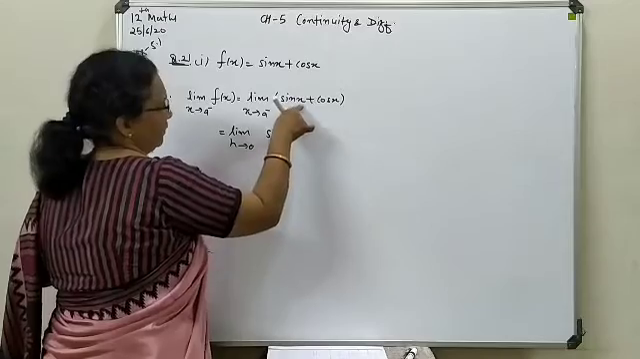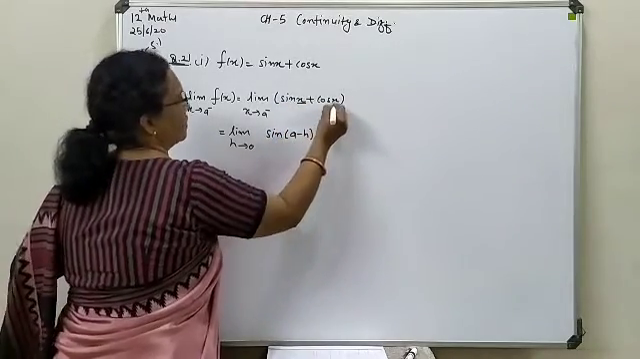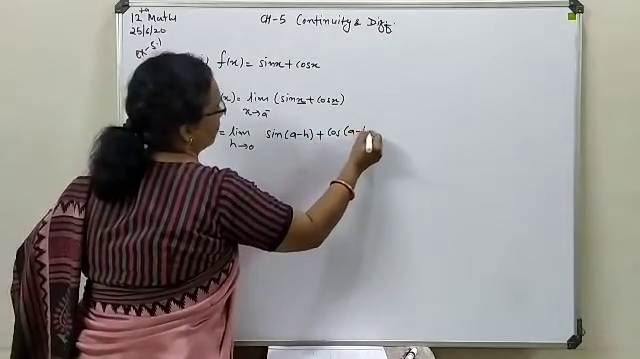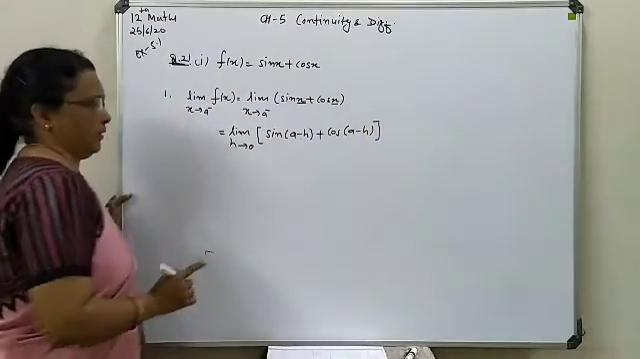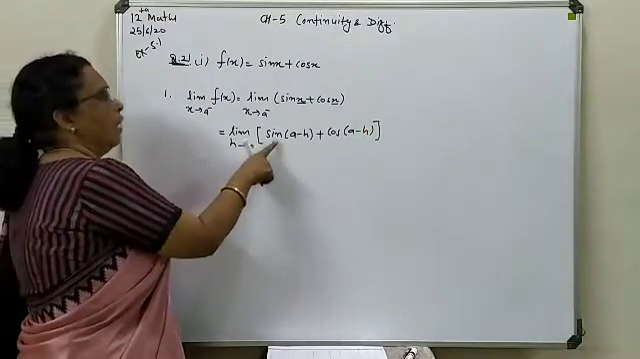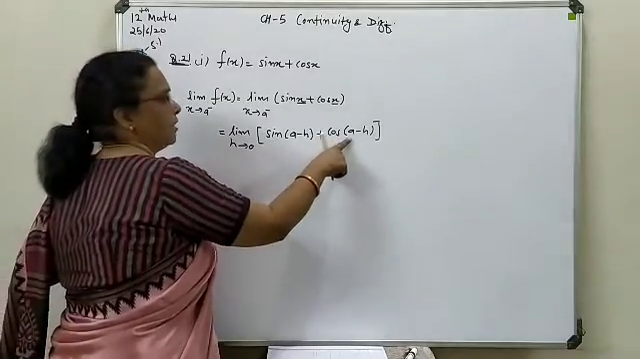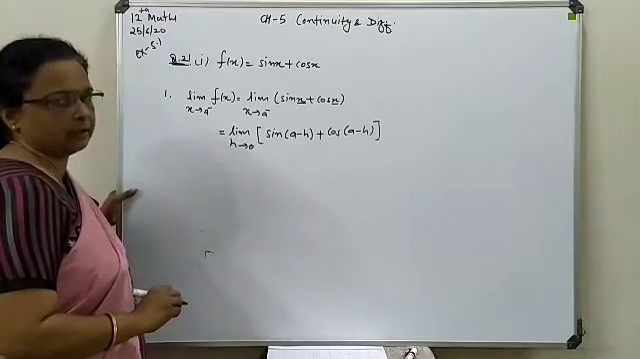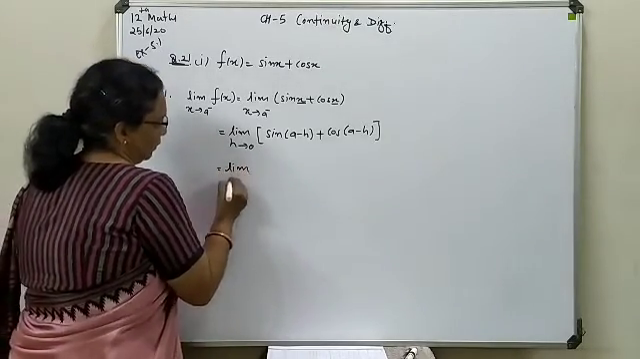In sin, this x you will replace by a minus h. This x also you will replace by the same term, that is a minus h. Now for sin of a minus b the formula is familiar, and for cos of a minus b the formula is familiar. So for both we will write the expanded form, and this limit will be continued.